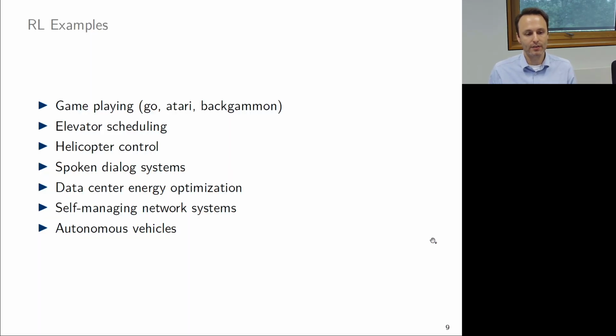Now let's look at some applications and examples to get a better understanding of what this means. In computer science and other sciences, reinforcement learning has been used a lot. The early successes were in backgammon game playing, in Atari game playing, or also in the game of Go, which is one of the most recent successes of reinforcement learning. Elevator scheduling, helicopter control, spoken dialogue systems, ChatGPT, data center energy optimization, self-managing network systems, and autonomous vehicles all work with reinforcement learning.